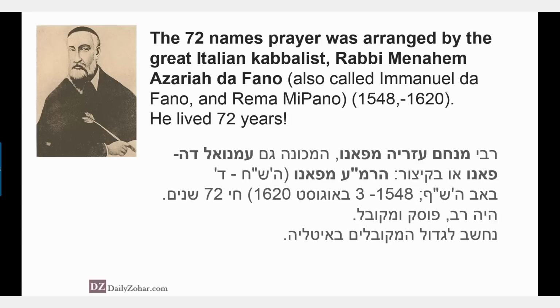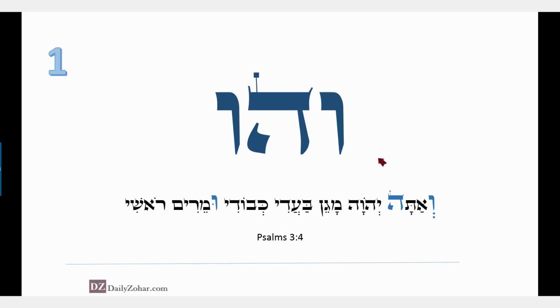Now, the 72 names prayer. I found it in a book of Rabbi Menachem Azaria Mipano. He's a great Italian Kabbalist. And he took the 72 names and picked from Psalms. This is written by King David, Malchut, manifestation. He picked verses that have the Yud-Hei Vav-Hei name in them, and the sequence.